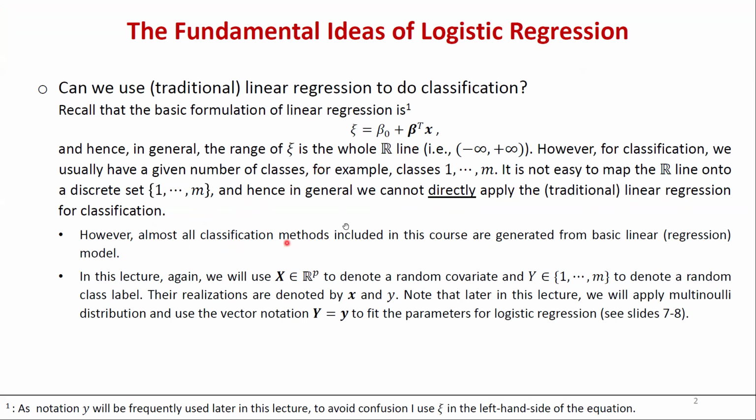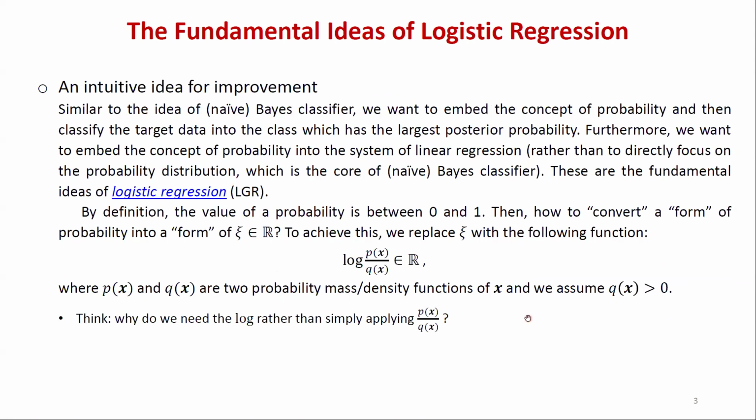One thing here is that almost all the classification methods included in this course are generated from the basic linear regression model, most of them. Another thing is that I denote the realizations by X and Y, and here the C is just again a notation. We will use multinoulli, not multinomial, although multinoulli is a simplified version of multinomial in which n equals 1. I mean, the trial is only done one time. But we will have this one for logistic regression. Let's directly come here to see the fundamental ideas of this one.